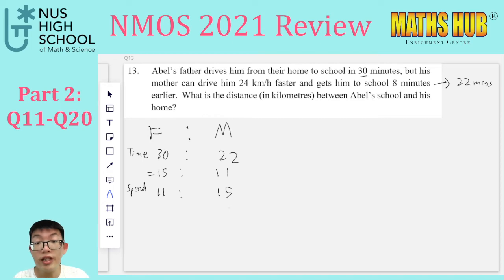So 11 and 15, let's just call this 11 units and 15 units. The difference between 11 and 15 is 4. So the difference between them would be 4 units, which corresponds to 24 km per hour.